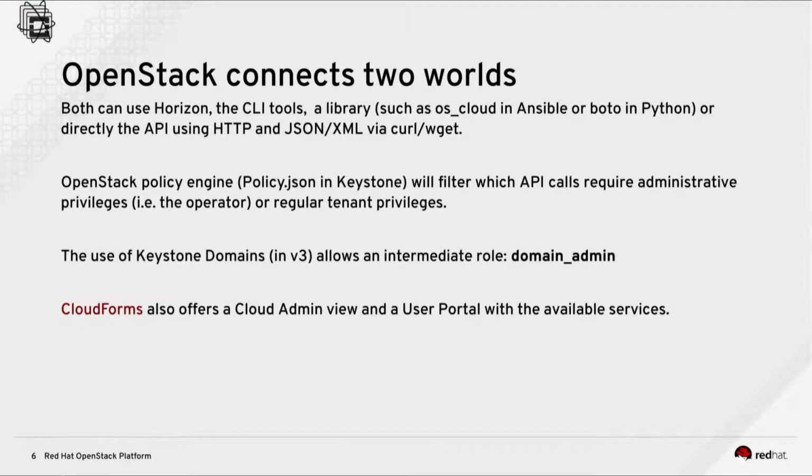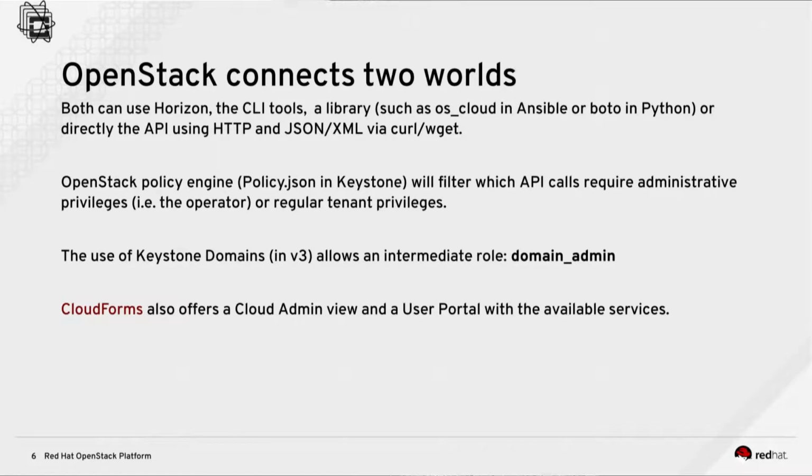So then we go into the policing. So why or how should one user do only the things he is allowed to do? And that's thanks to the policy JSON, which is inside of Keystone, which delegates all the limitations, privileges, and so on and so forth.